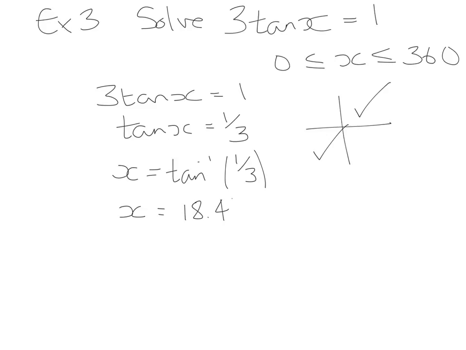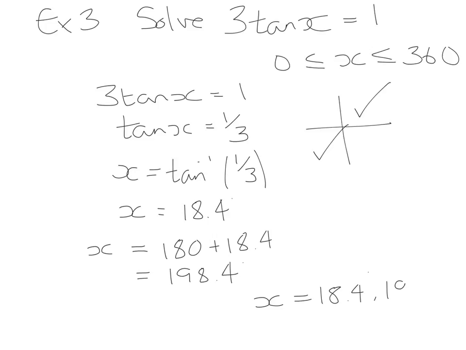So I'm interested in finding out the next answer, which was quadrant 3. So I need to do 180 degrees plus my 18.4. So I end up with 198.4 degrees. So my final answer is 18.4 degrees and 198.4 degrees. And that's us. And you can see that all of that working was done in one slide there. So really it doesn't require, at this stage, a lot of working. And just try to keep it neat, laid out well so it's easy to follow when you're marking it.